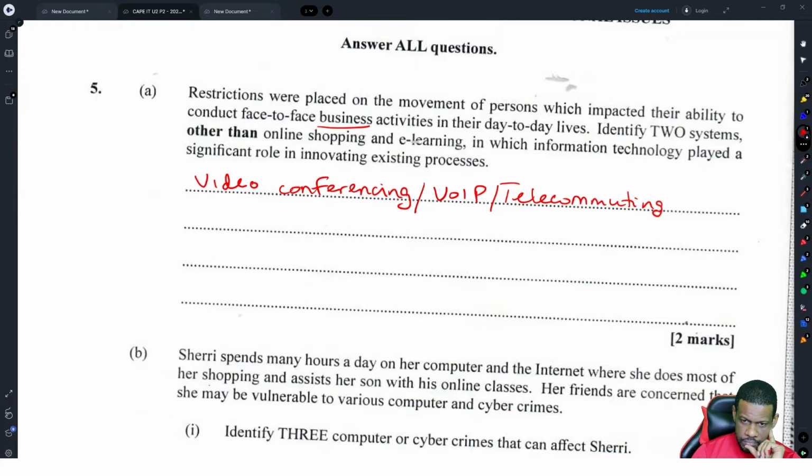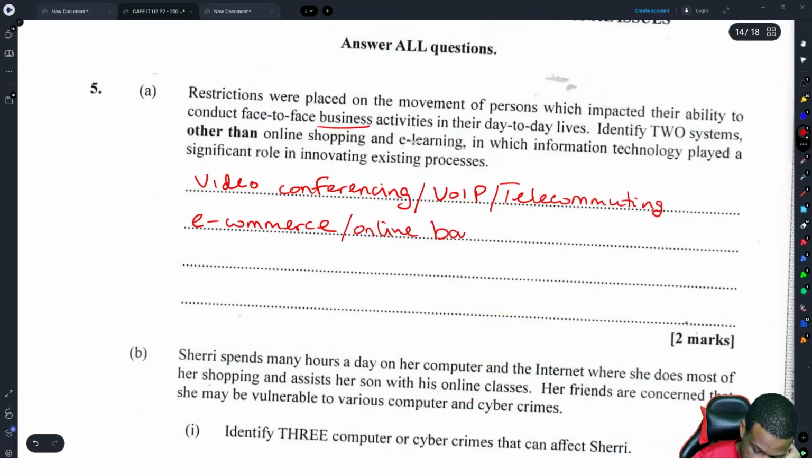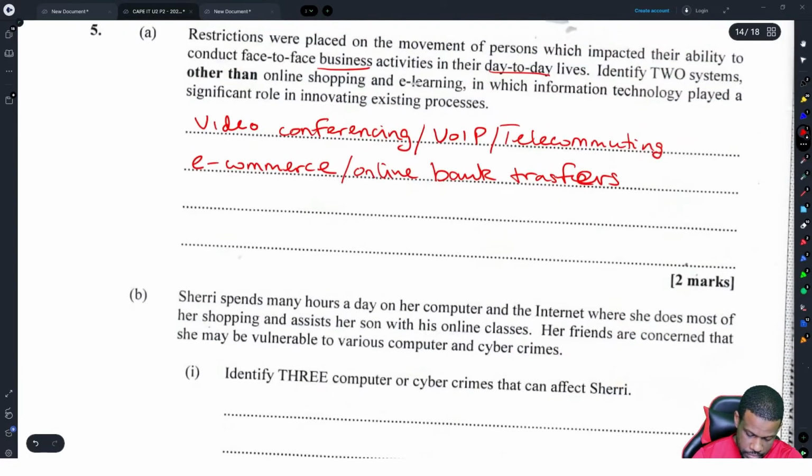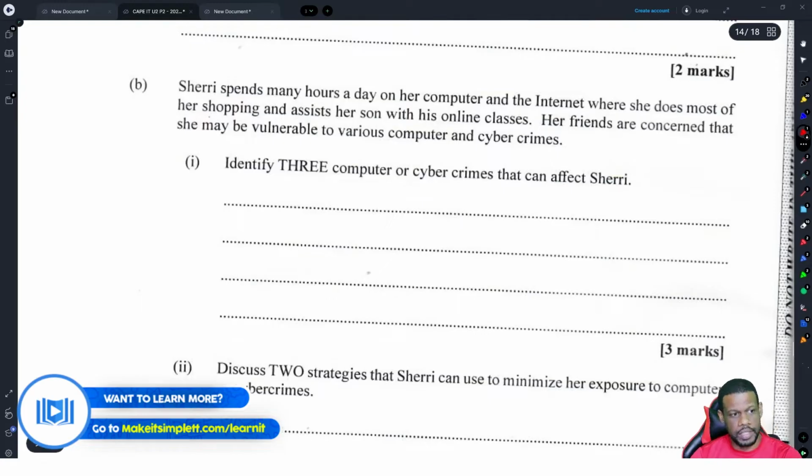Alright, well I put e-commerce, e-commerce or online bank transfers. Because the other things that the syllabus has will be like e-governance and e-taxation and e-health and all sorts of different stuff, and I'm not too sure if that would be considered day-to-day lives. So let's go with that. I can't see them giving it wrong, because once you put E in front of it, a lot of the times you get the mark.